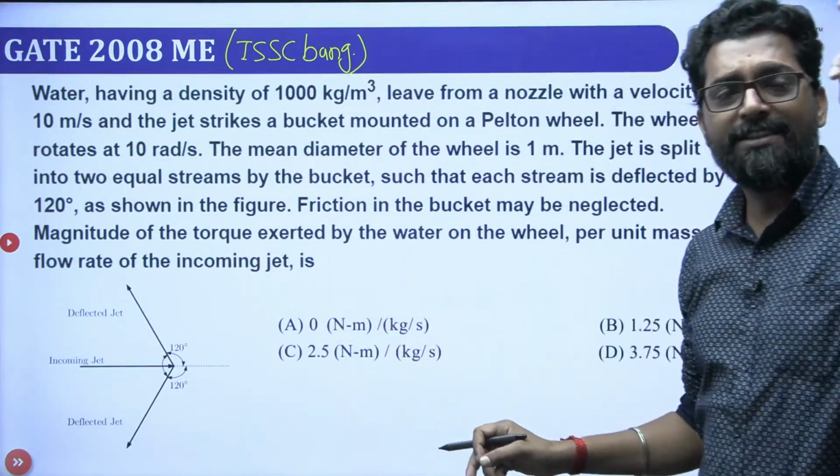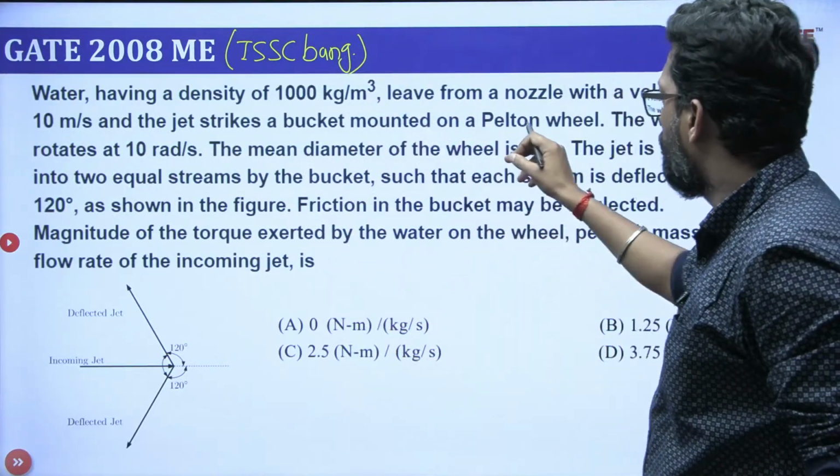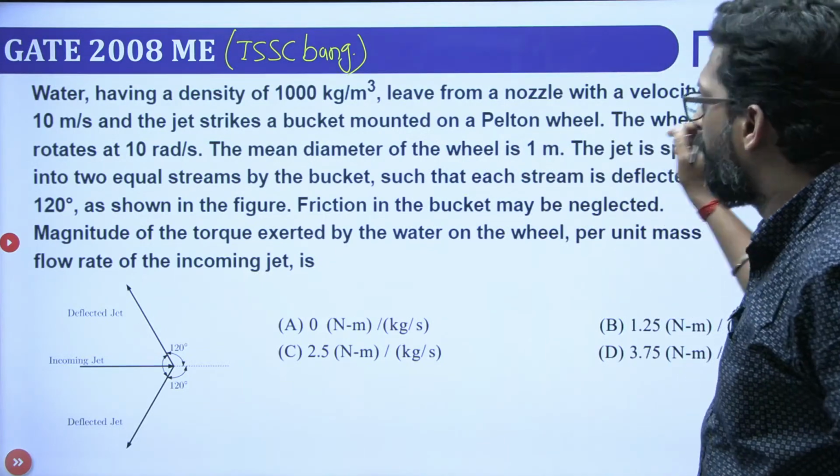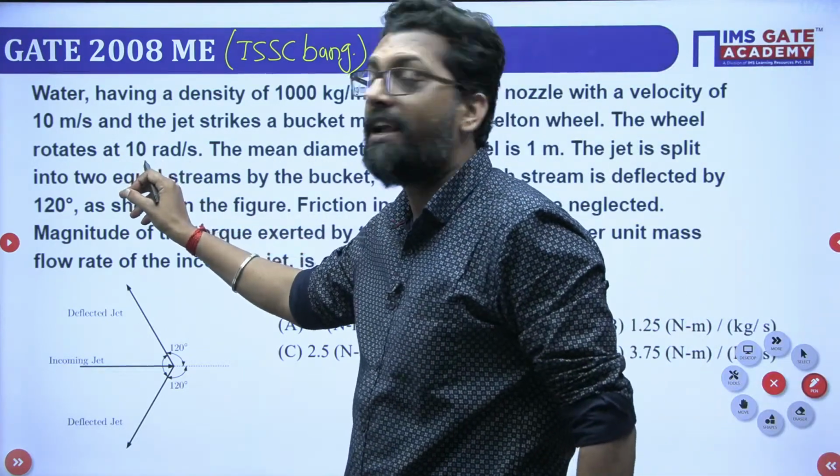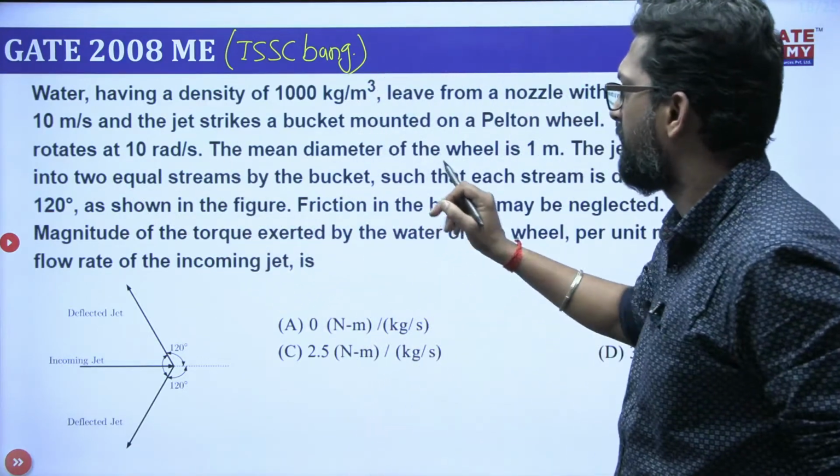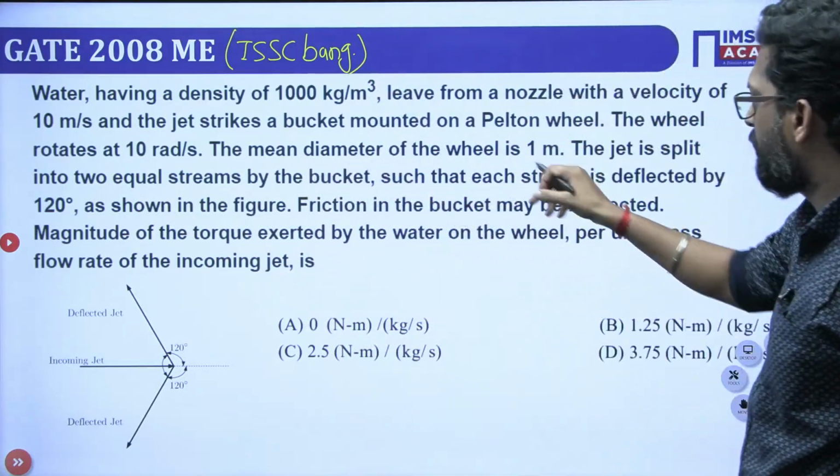At which point will it strike? At the splitter mounted on the Pelton wheel. So this is the Pelton wheel. The wheel is rotating, that means this is omega, and it is given as 110 radian per second. The mean diameter, that means the diameter of the rotor, is also given.